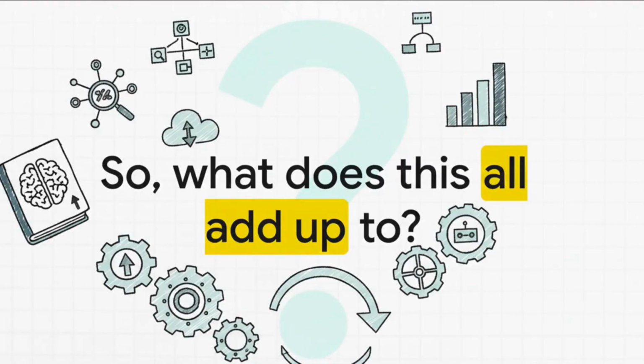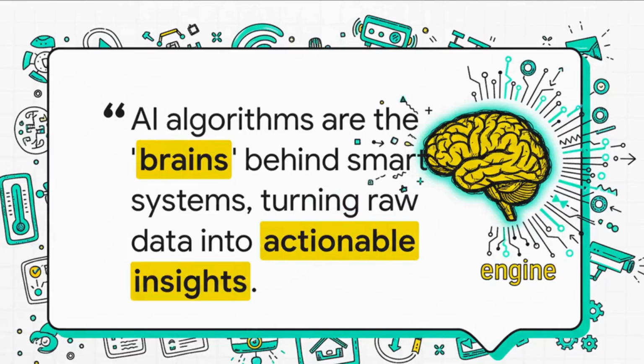All right, we've seen the definition, we've walked through the 5 steps of the recipe, we've even peeked inside the cookbook. So, what's the big picture here? What does all of this add up to? I think this quote just sums it up perfectly. AI algorithms really are the brains behind all the smart systems that are all around us. They are the engine that turns all that messy, raw data into something useful, into actual insights and, a lot of the time, autonomous actions.